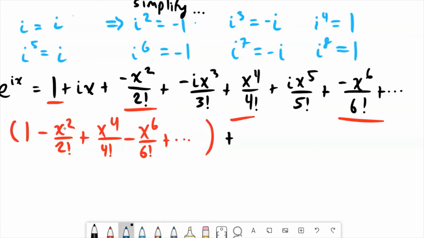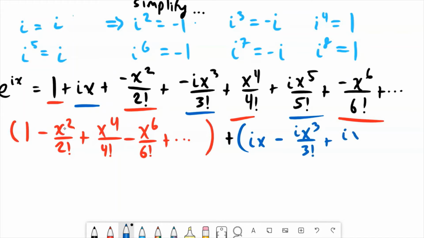And then I'm going to take the imaginary part, which I'll write in this blue color. So we have this, this, and this. So we have i times x, ix cubed divided by 3 factorial, and ix to the 5th divided by 5 factorial, and I can continue on here, right? It goes on forever. The next term would be minus ix to the 7th divided by 7 factorial, and we can continue on forever. So we have this grouped into its real and imaginary parts.